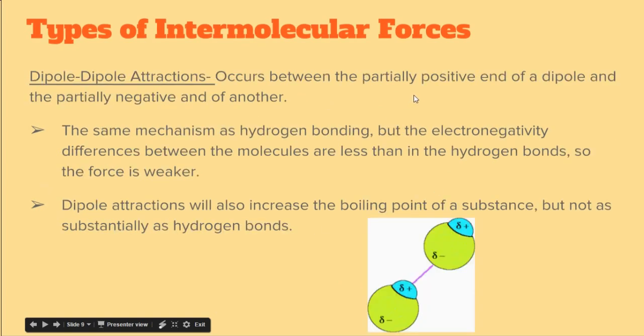Another type of intermolecular force, dipole-dipole attractions. This occurs between the partially positive end of a dipole and the partially negative end of another. It's pretty much the same mechanism as hydrogen bonding, but the electronegativity difference between the molecules is less, so the force is weaker in general. Remember we said the strength of an ion-dipole attraction is determined by the electronegativity difference, so it would make sense that this is weaker because the electronegativity difference is less.